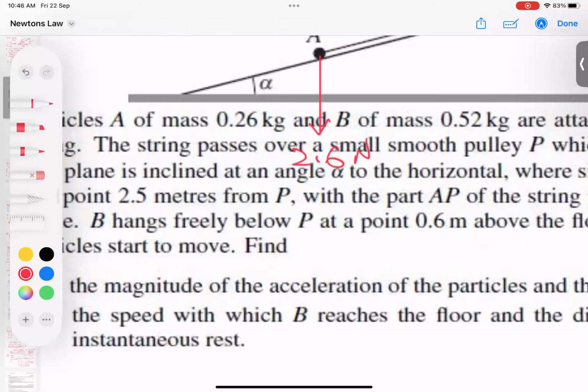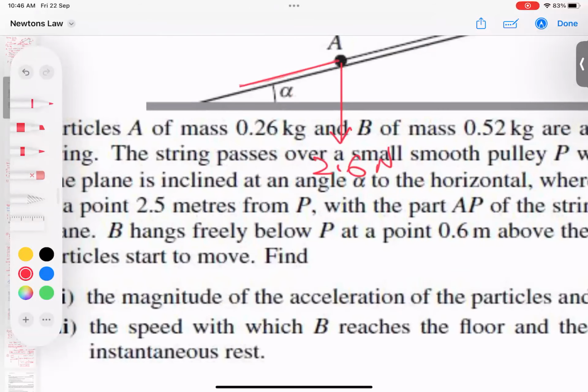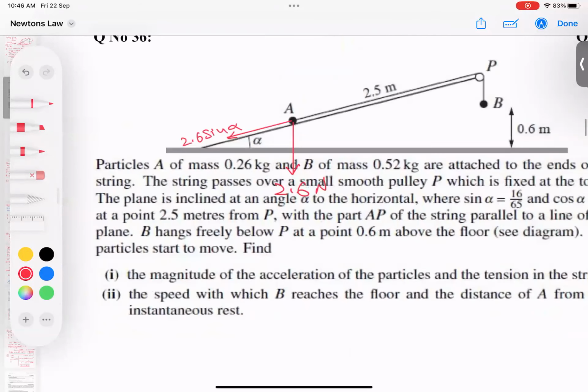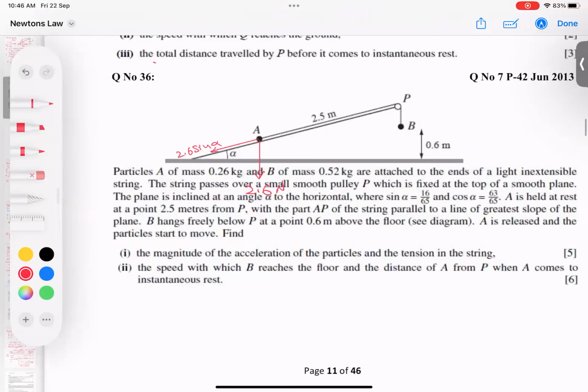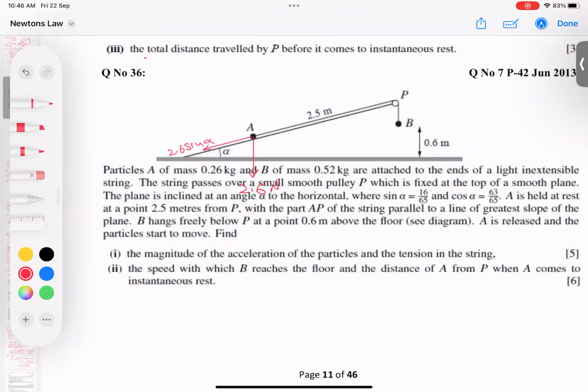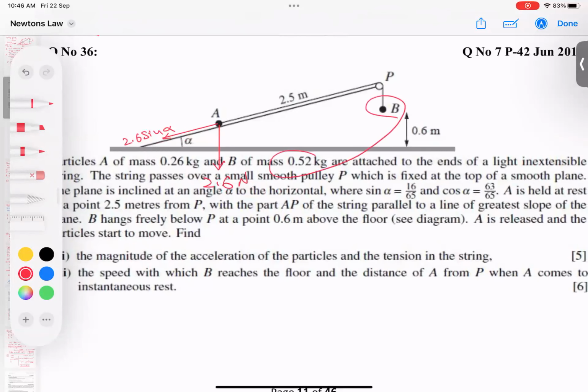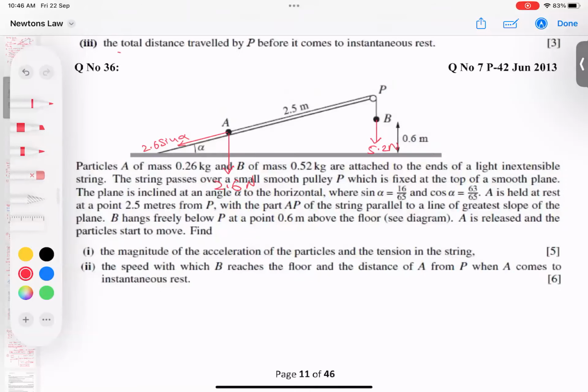Okay, and what is this, students? It's a very clear approach. This is 2.6 sine alpha. Okay, and let's read a further part. It says the mass of the B particle is 0.52, multiplied by 10, and I get 5.2 newtons.